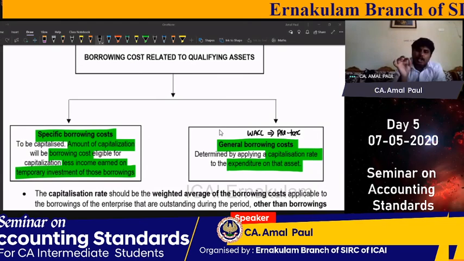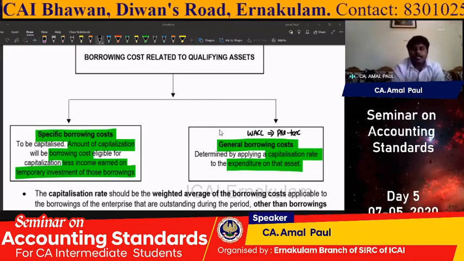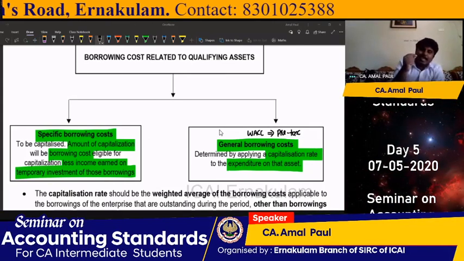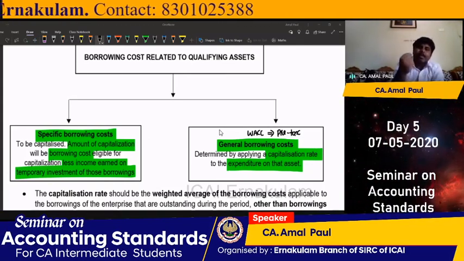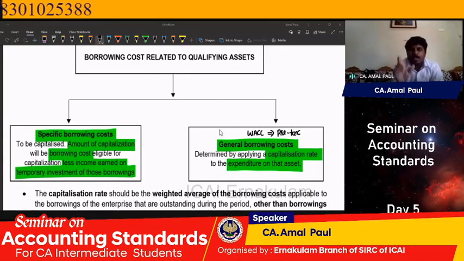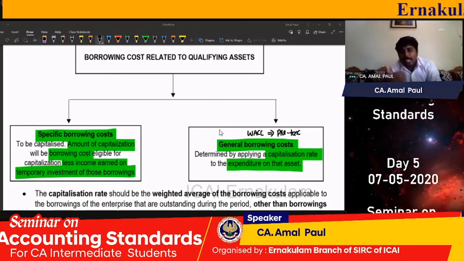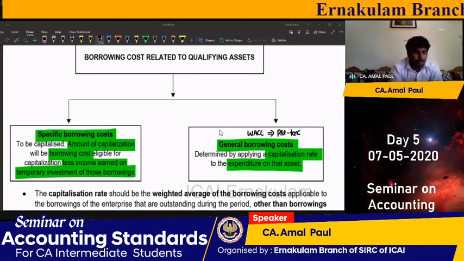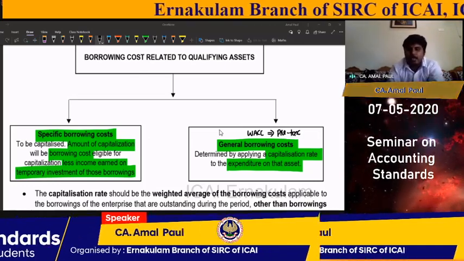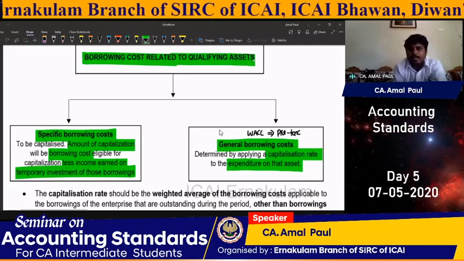You will take how much expenditure you had incurred from general borrowing, that into this capitalization rate, that much amount you can capitalize. Okay, but the only thing is that the amount you are capitalizing should not exceed the actual borrowing cost. This is the case when it comes to borrowing cost. So what type of borrowing cost can we capitalize? Are you clear with this?